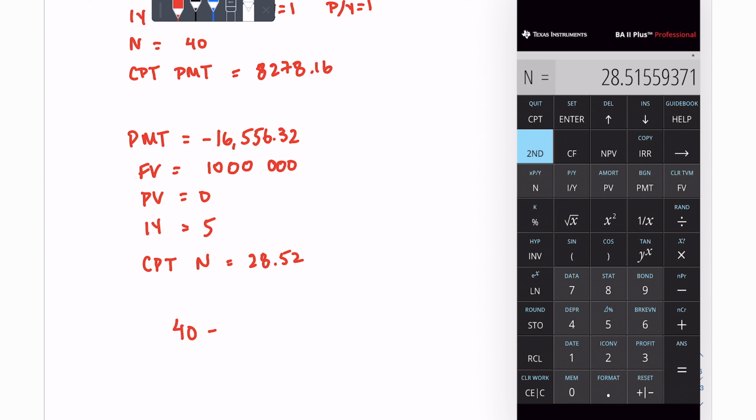So since Sarah is starting now, Gabe can wait approximately 11.5 years to start saving.